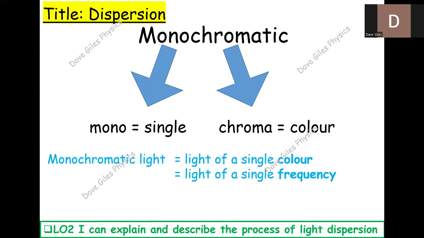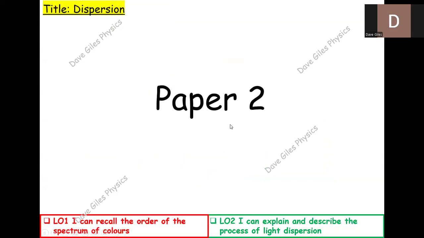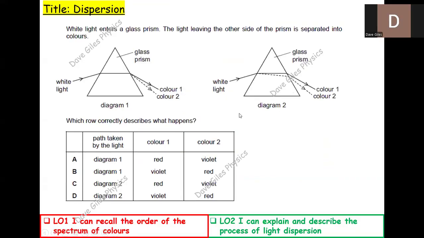Okay, so let's have a look at some exam questions from paper 2 on what we've looked at so far. White light enters a glass prism. The light then leaves on the other side of the prism separated into colors. Which row correctly describes what happens? Path taken by the light is a diagram 1 or diagram 2?